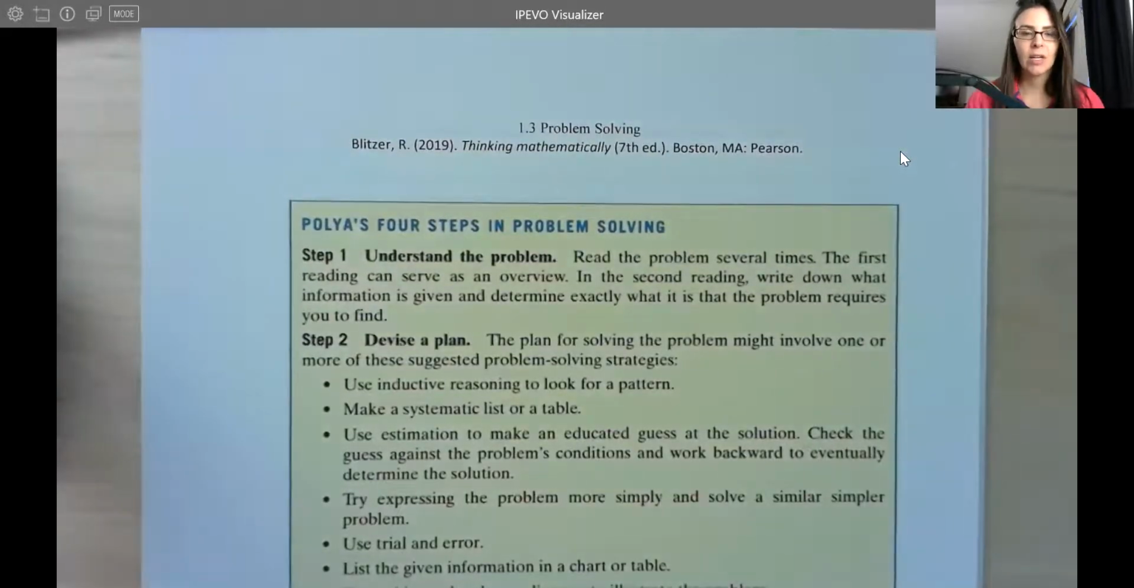Hi everybody, today we're going to look at section 1.3, which is on problem solving. Our goal with this section is to really just show you a bunch of different strategies on how to problem solve. Not that there's one specific one that will always work, but just some different ones that you can try and have kind of in your wheelhouse to use when you come across different problems.